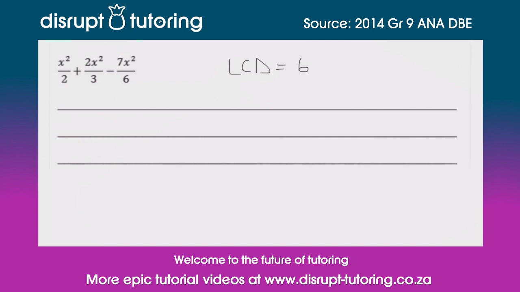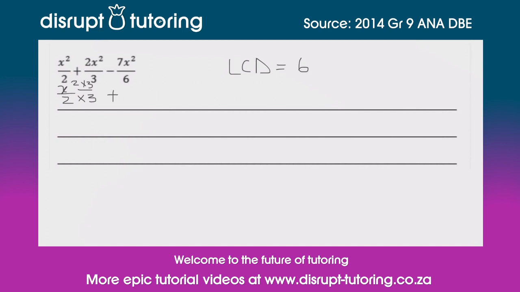Okay, so let's explain what I mean by doing the question. We've got x squared over 2, and in order to turn the bottom into a 6, I need to multiply that by 3. But because I've multiplied the bottom by 3, in order to keep that the same, I need to multiply the top by 3 as well.